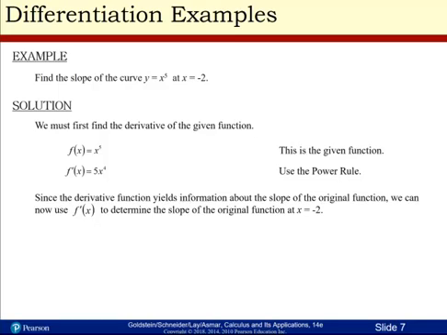Since the derivative function yields information about the slope of the original function, we can now use f prime of x to determine the slope of the original function at x equals -2. The derivative is the slope. So since we found the derivative, we can just plug in -2. f prime of -2 equals 5 times -2 raised to the fourth. Computing that, f prime of -2 is 5 times 16, which is 80. And we have found the slope of the curve at x equals -2.